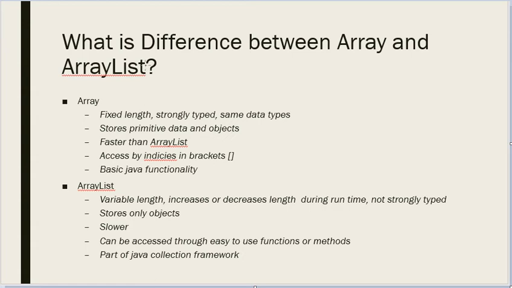What is the difference between array and array list? Arrays are, of course, fixed length. They have a fixed specified length. They are strongly typed. It's going to be an integer array or an array of objects or a string array or whatever. And the data types are the same, of course.